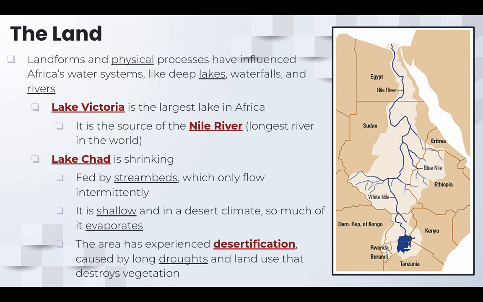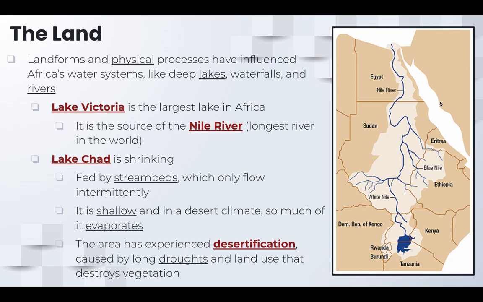And so the lake bulges, and then the water escapes through the river. And so that's why every year, the ancient Egyptians could almost set their watch to when the Nile was going to flood. And so they were able to use that for agriculture. Okay, and then Lake Chad.